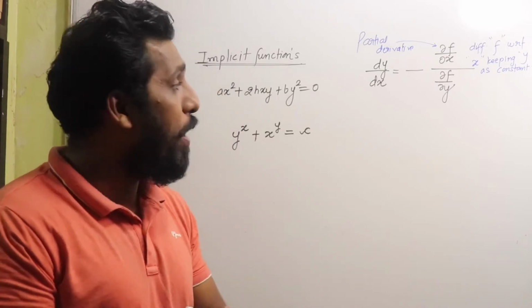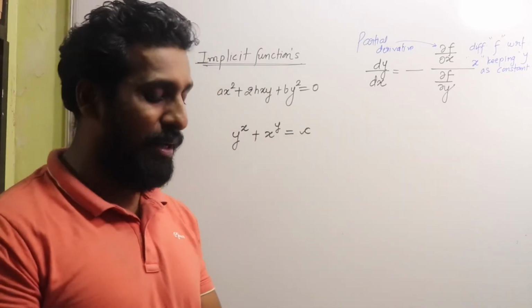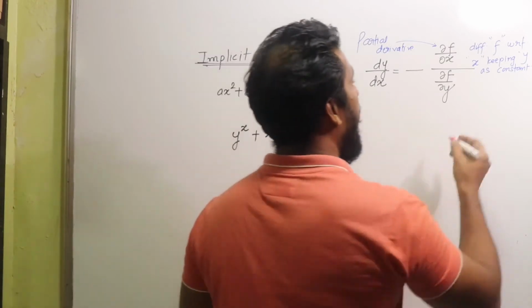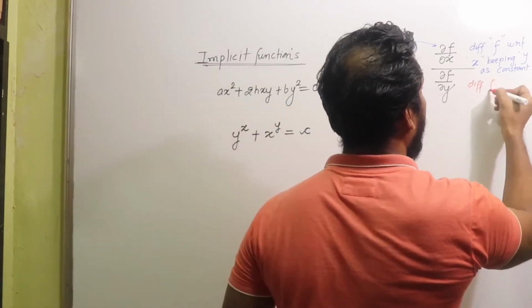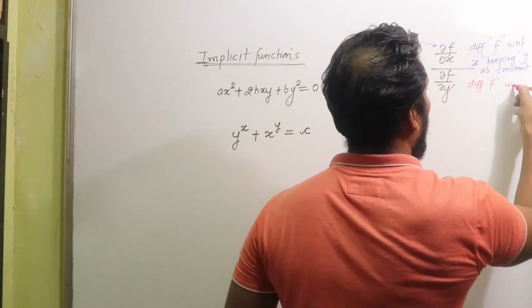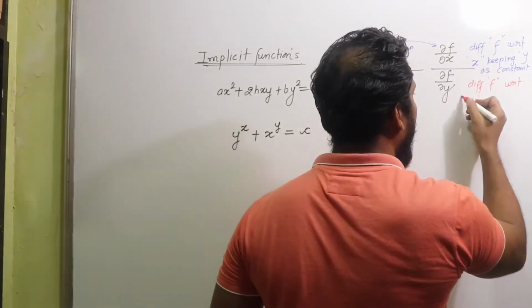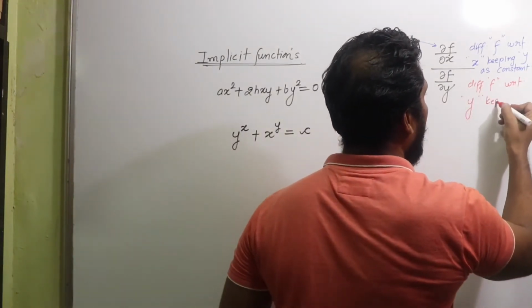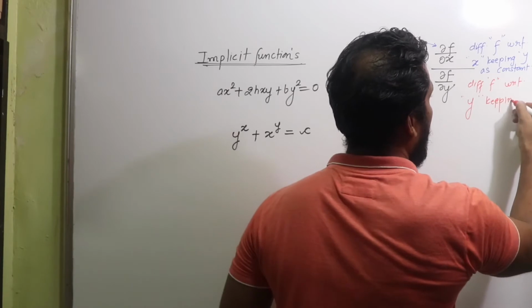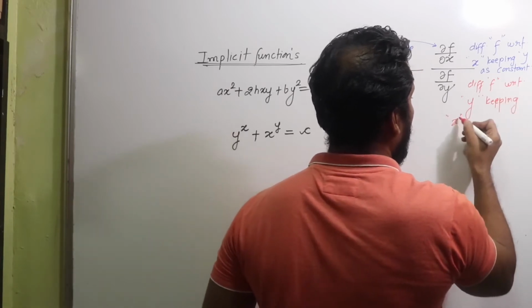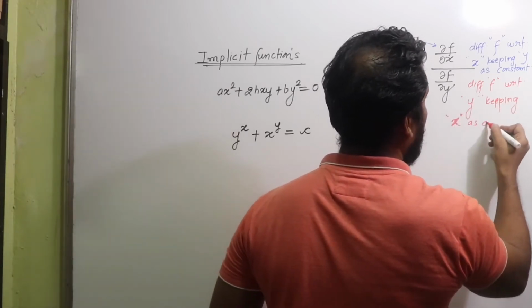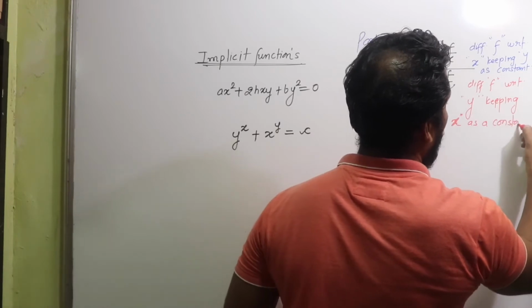Likewise, when I say dou f by dou y, what do I mean by this? Dou f by dou y means differentiate f with respect to y, keeping x as a constant.